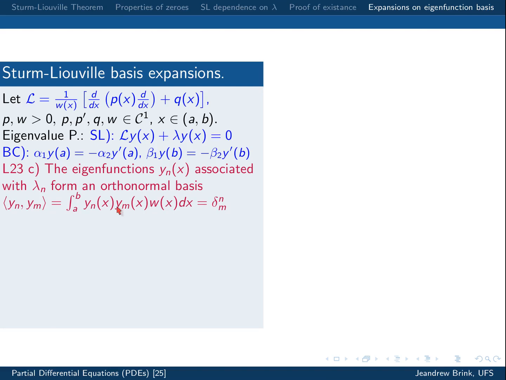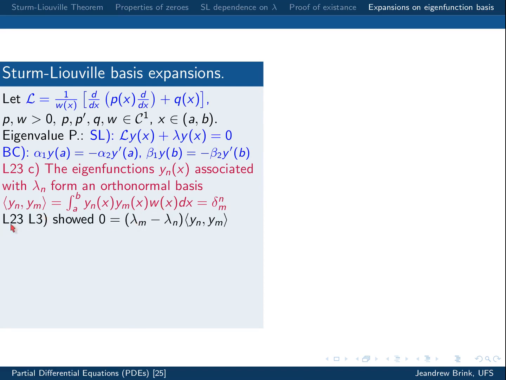The eigenfunctions associated with lambda n form the orthogonal basis, and by orthogonal we mean that if we take the inner product of two eigenfunctions, defined as the integral from 0 to a of yn of x, ym of x, w of x dx, that equals the delta function mn. If this becomes confusing, we used this type of thing when we worked out the Green's functions on a box, where the basis functions are sine and cosine, and we computed these integrals where the weighting function was 1.